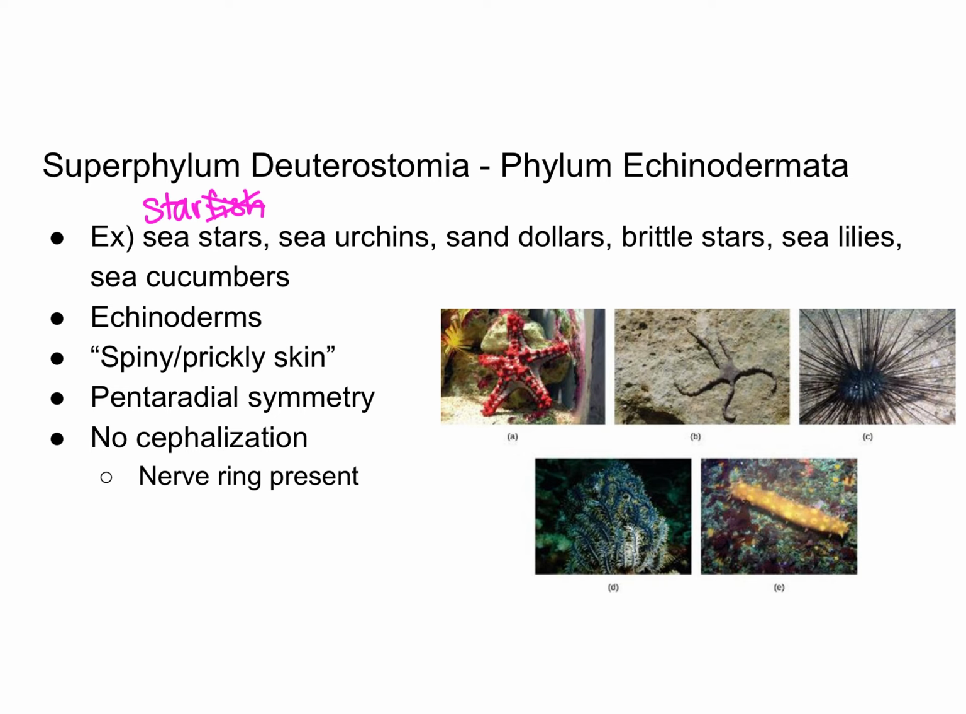And so in this picture here, you can see the sea star. This is a brittle star. This is an urchin. This is a sea lily. And this is a sea cucumber. The sand dollars are not shown here, but you're probably familiar with the sand dollar if you've ever been on the beach or been to a store that sells shells.